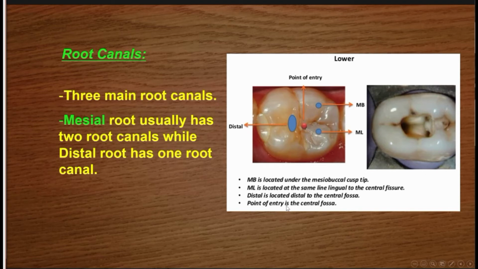the point of entry is the central fossa. You should start your cutting from the central fossa. When you cut the central fossa, you will find this one. From this one, you will go to this one and this one. So distal is located distal to the central fossa. This is the central fossa. Distal you will get here.